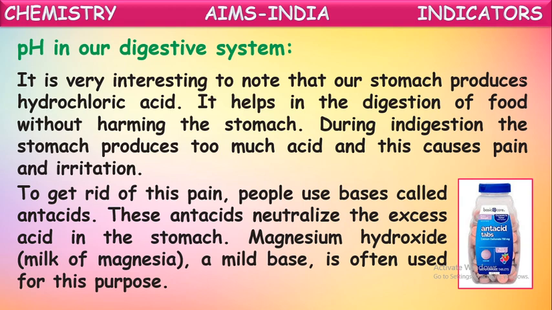Magnesium hydroxide, which is commonly called milk of magnesia, a mild base, is often used in the form of antacids for this purpose. So what will it do? It will react with the excess acid produced in our stomach and neutralize it, so that we will get rid of this pain and irritation.